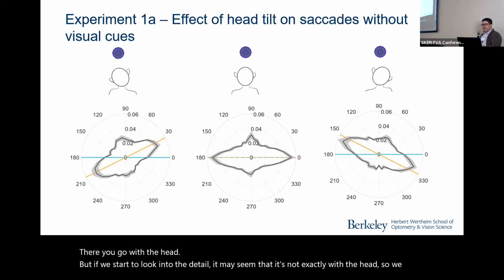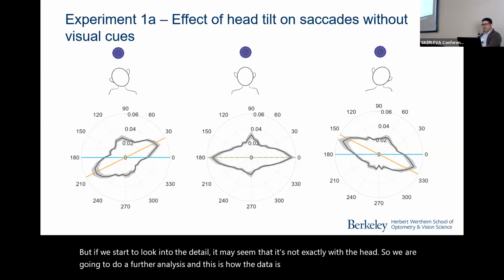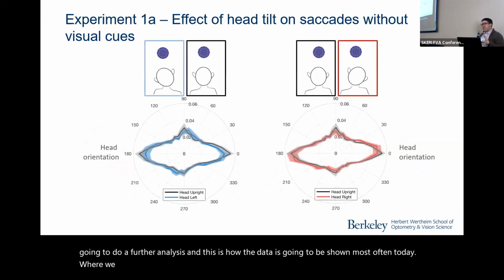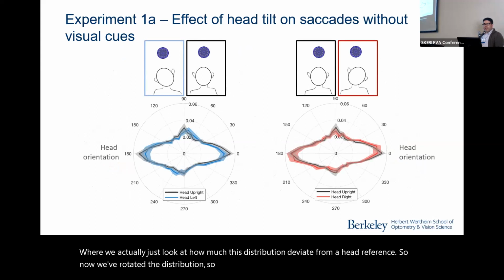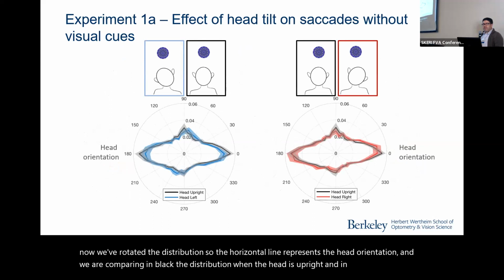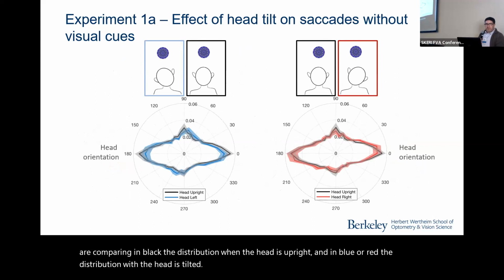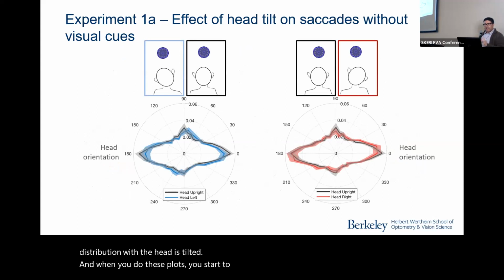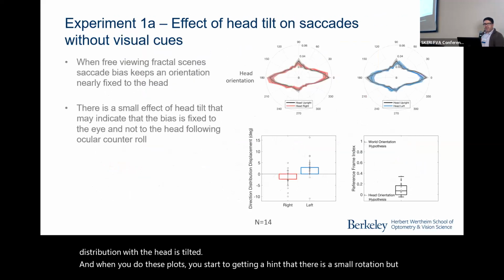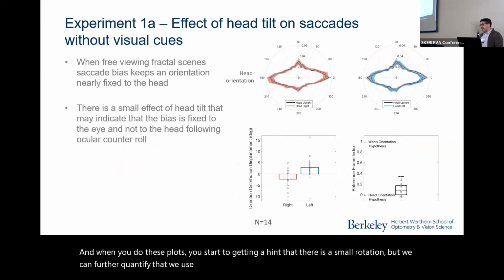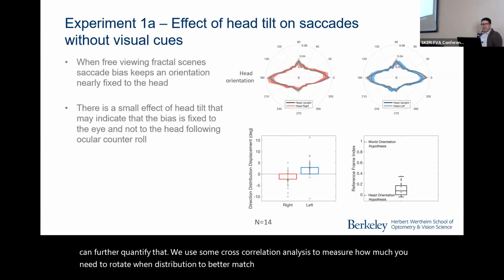But if we start to look into the detail, it may seem that it's not exactly with the head. So we are going to do a further analysis, and this is how the data is going to be shown most often today, where we look at how much this distribution deviates from a head reference. So now we've rotated the distribution, and the horizontal line represents the head orientation. We are comparing, in black, the distribution when the head is upright, and in blue or red, the distribution when the head is tilted. When you do these plots, you start getting a hint that there is a small rotation, but we can further quantify that. We use some cross-correlation analysis to measure how much you need to rotate one distribution to better match the other distribution.